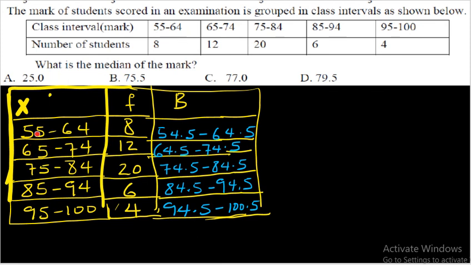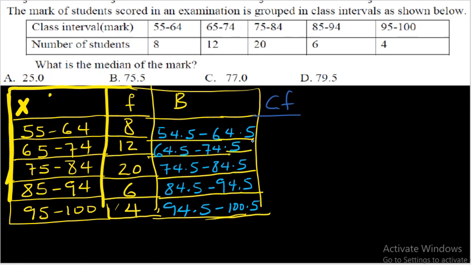The first class 55 to 64, and then 65 to 74, and 75 to 84. It continues in that pattern, and the corresponding frequencies for each class are 8, 12, 20, 6 and 4. You can add and check the total frequency. And cumulative frequency, we need to prepare the cumulative frequency. Let's get it.